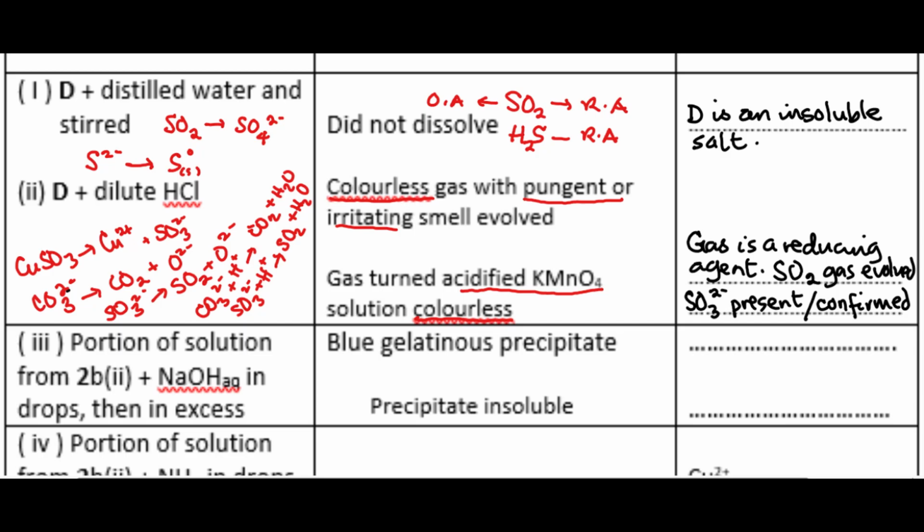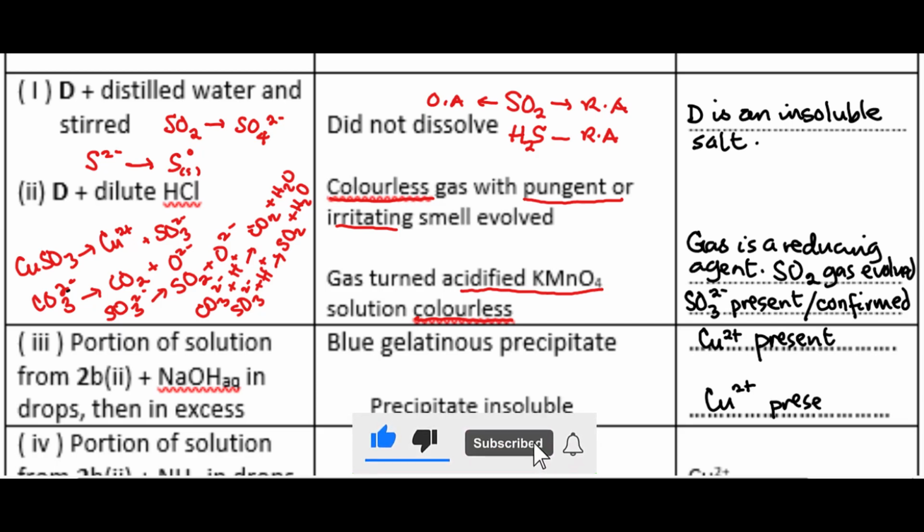So here we have Cu2 plus present. I've told you that you don't write suspected again. You don't accept it. So just write present. Same here, Cu2 plus present. Not confirmed. This is not a confirmatory test for Cu2 plus. It is the next test that will confirm the presence of Cu2 plus, right? And that is using aqueous ammonia in excess.